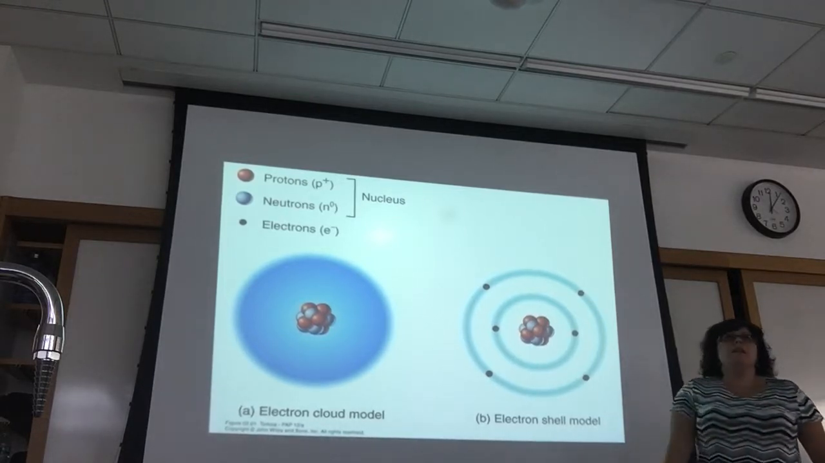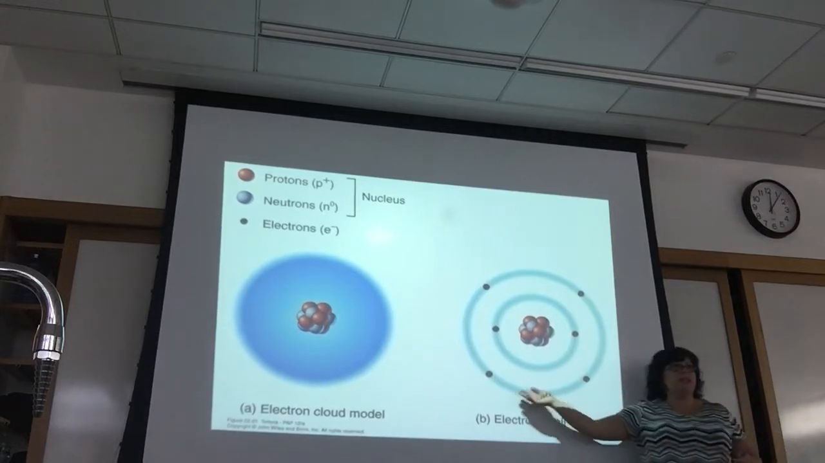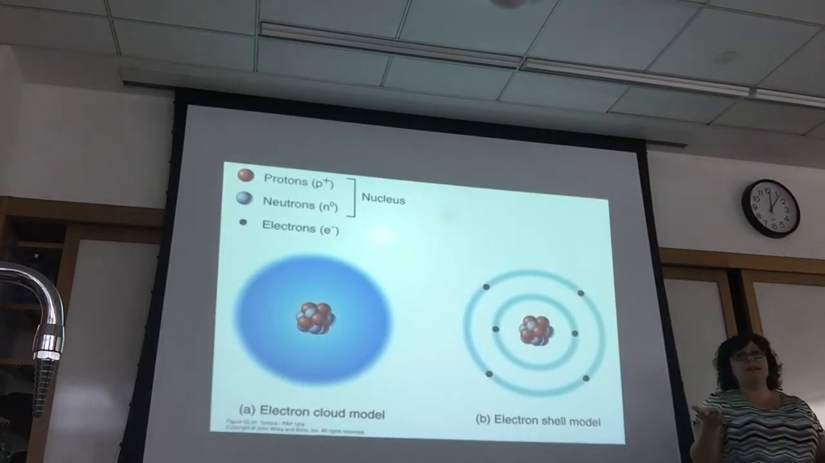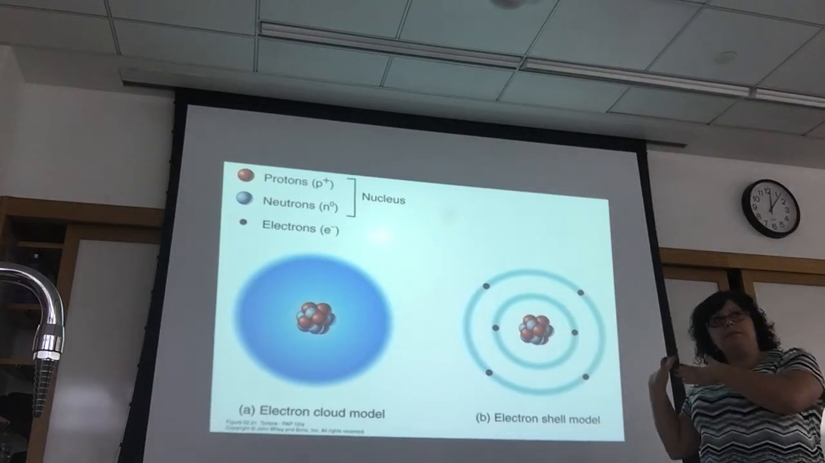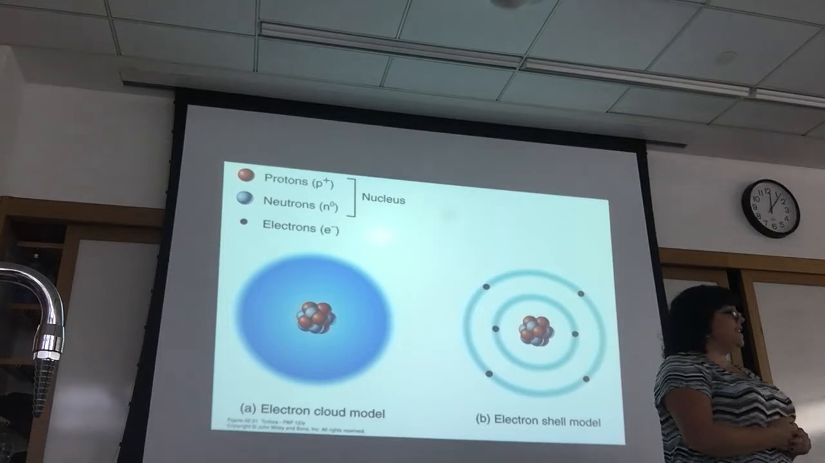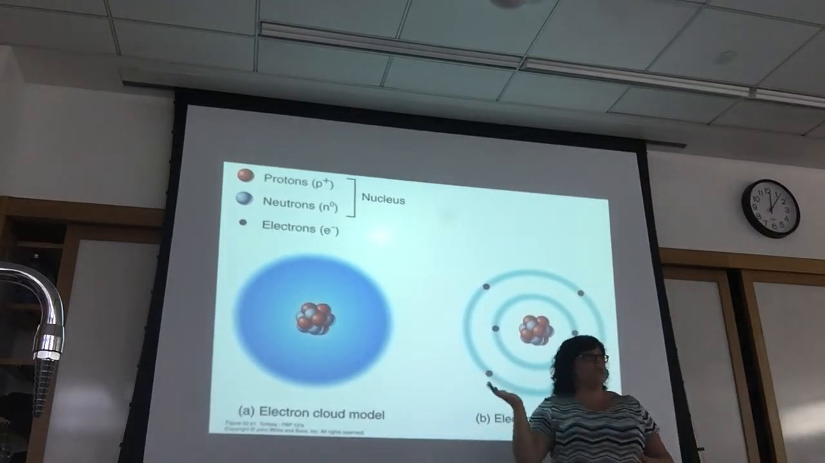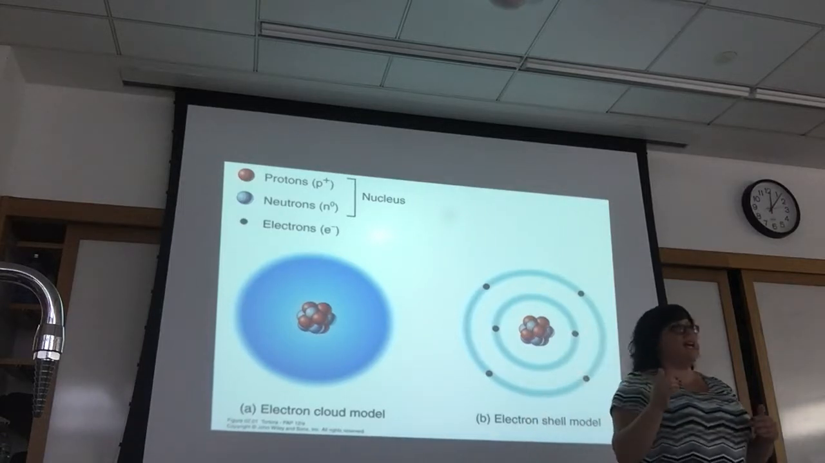Okay. So what happens if we don't have a full outer electron orbital? Then we say that the atom is not stable. It's not comfortable. It's not a good crowd. So we want to have a full outer electron orbital in order for the atom to be stable.